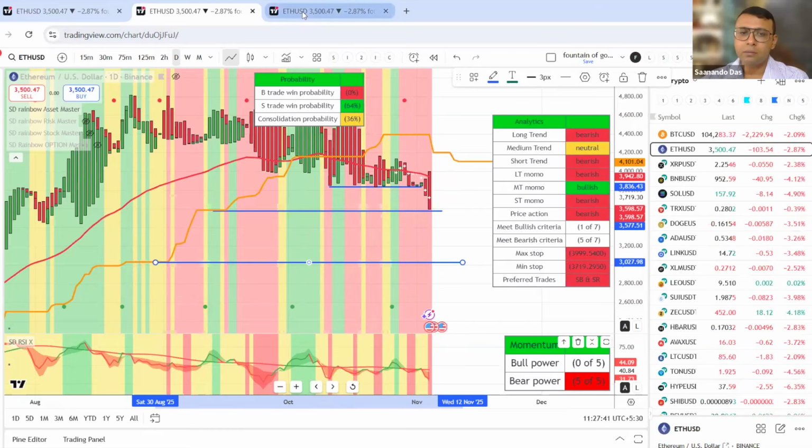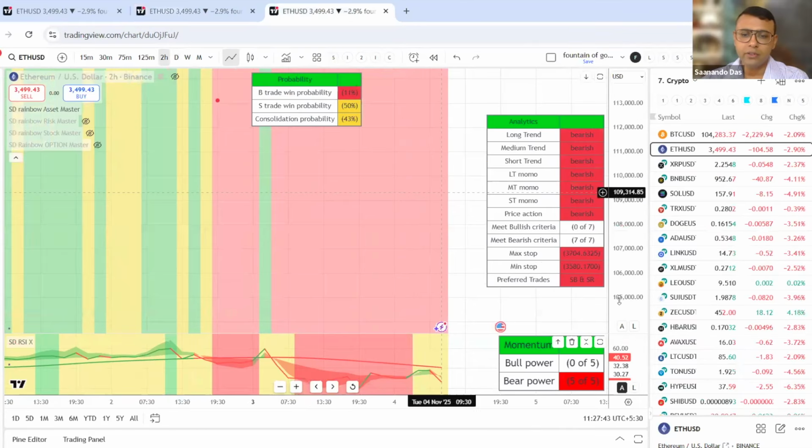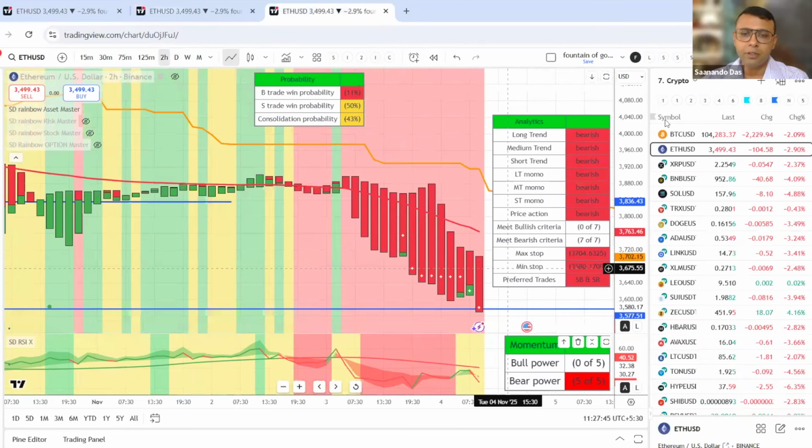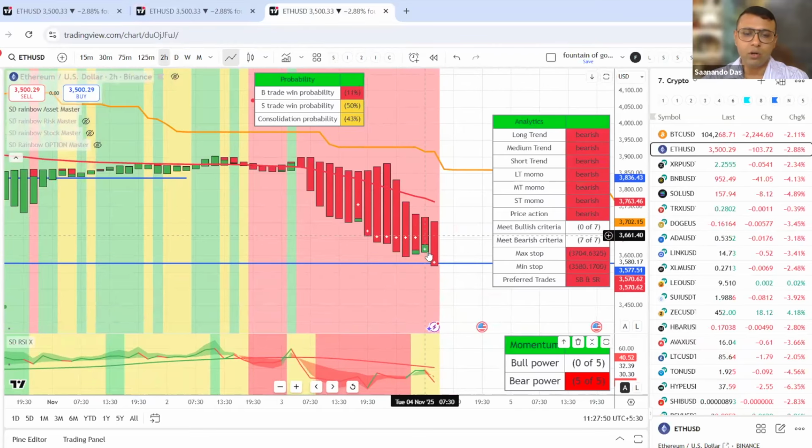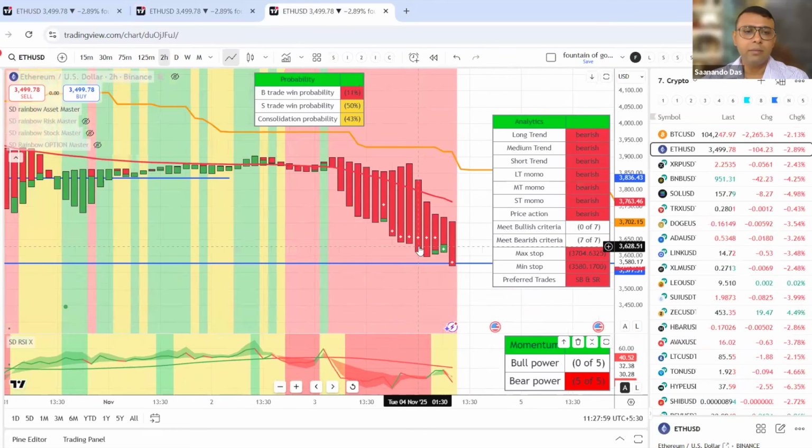Now we'll look at the more short-term chart, that is the 2-hour chart, very bearish. After a slight correction over the last 2 hours, once again Ethereum is breaking lower. So my outlook for the time being remains bearish for both Bitcoin and Ethereum.